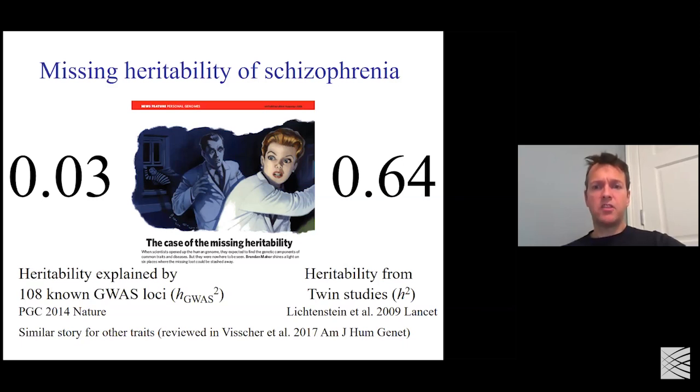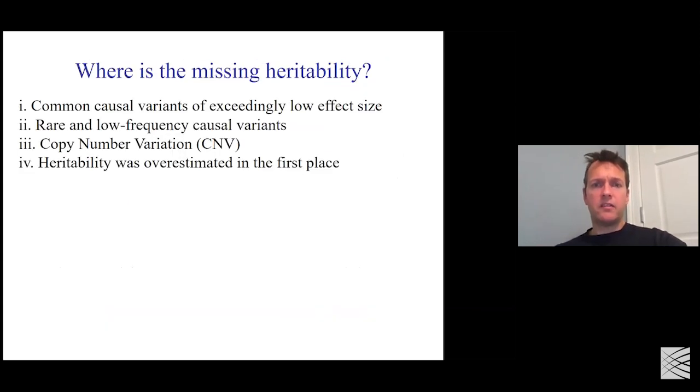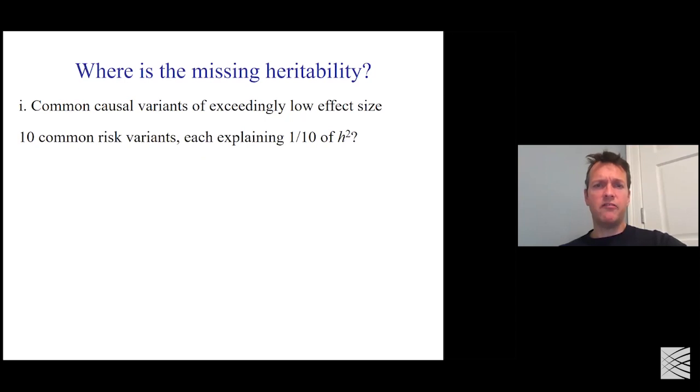In the early days of GWAS, people were very interested in trying to understand what the cause of this gap is. Why doesn't GWAS find everything? Why is it so incredibly far away from finding everything? There are a lot of explanations out there, but these are the four that I think are most worth discussing in this MPG primer format. I'm going to go over these four explanations one at a time. The first explanation is common causal variants of exceedingly low effect size.